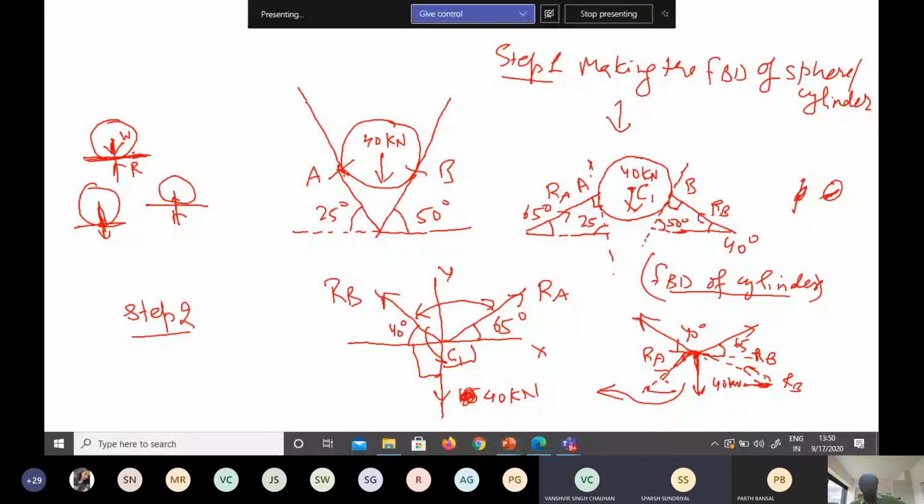When the sphere or the cylinder is at horizontal position, this is the horizontal surface, reaction is always at 90 degrees to the surface. If I tilt the surface like that, reaction will again always be at 90 degrees to the surface. Reaction will not change. The surface is like that, reaction will be like that. So we have just tilted the surface, and you can see the reaction.